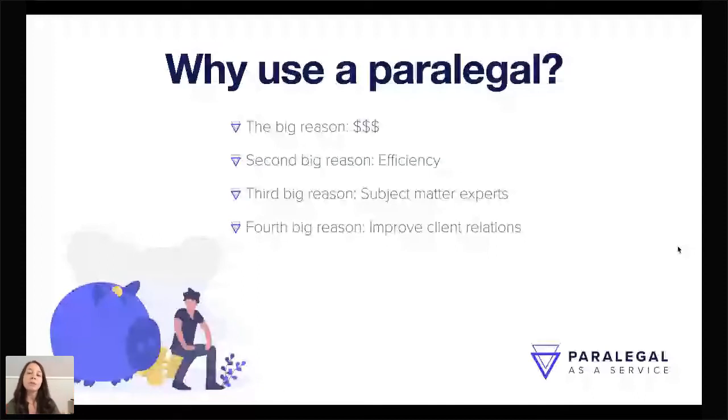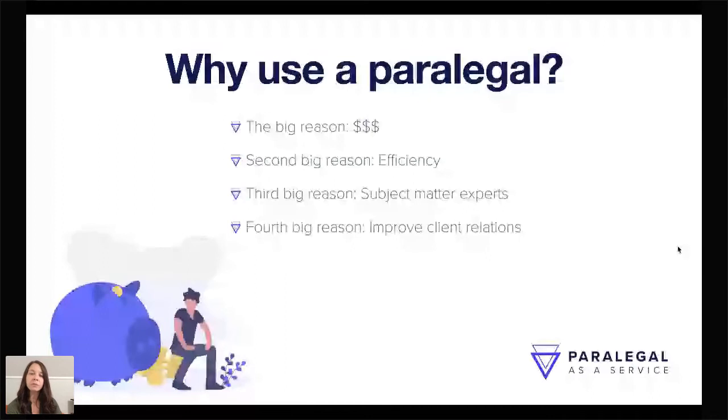And then the last reason is for improving your client relations. I think this is especially tricky now as law firms are adjusting to maybe not meeting in office as often as they were before with their clients. So virtual paralegals and paralegals in general are going to be very apt at working with your clients, and they're going to be able to be that open source of contact if the client needs anything.